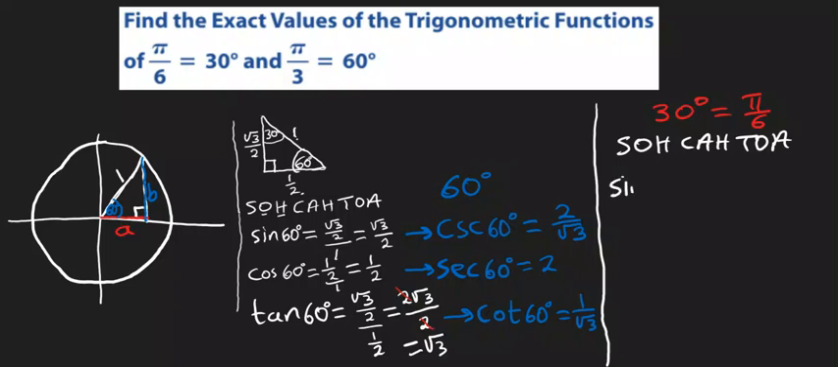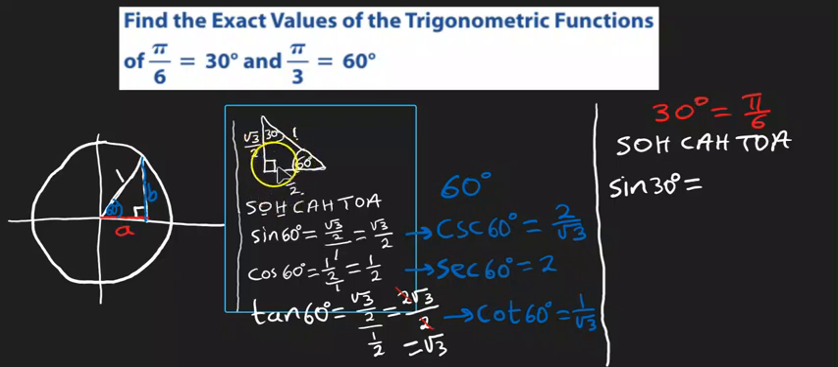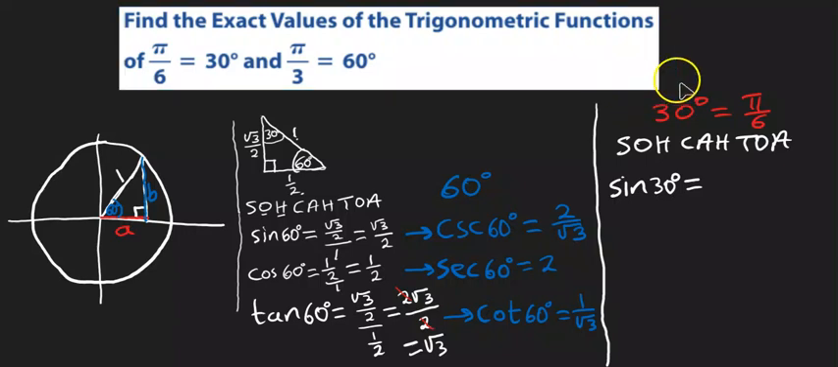Now let's start with sine 30 degrees. Sine 30 degrees is equal to opposite over hypotenuse. Now the opposite of this triangle, we're using this triangle, here it is half, and the hypotenuse is 1 there. So we have half, which is the opposite, divided by 1, and that gives us half.